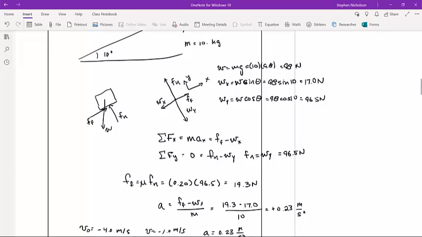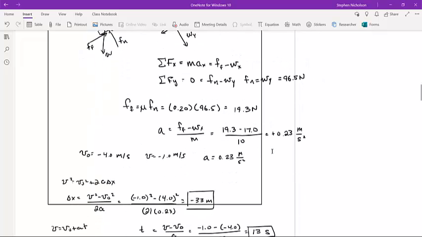The Y direction equation comes down to the normal force being equal to the Y component of weight, which is W times the cosine of theta, 96.5. So that's the normal force. With the normal force and the coefficient of friction, you can calculate the friction force, which is 19.3 newtons. That is positive. The weight, you subtract that. The X component of the weight is W times the sine of theta. So you end up with a positive 0.23 meters per second squared.